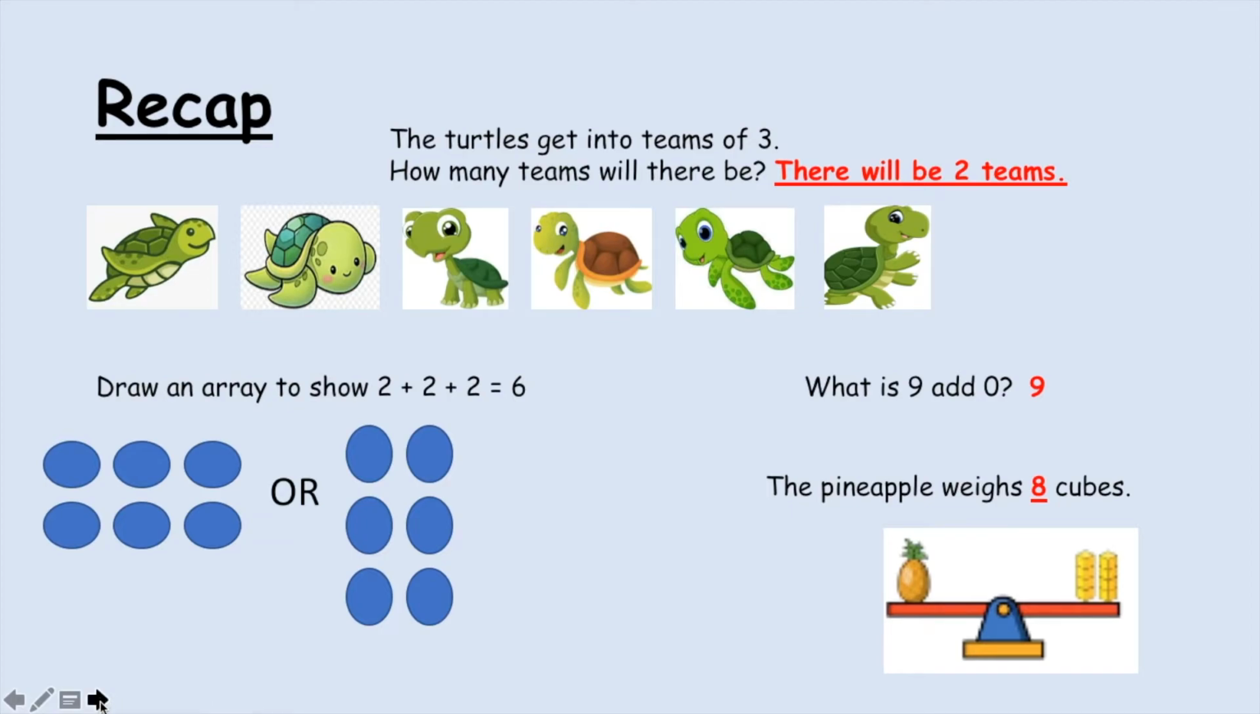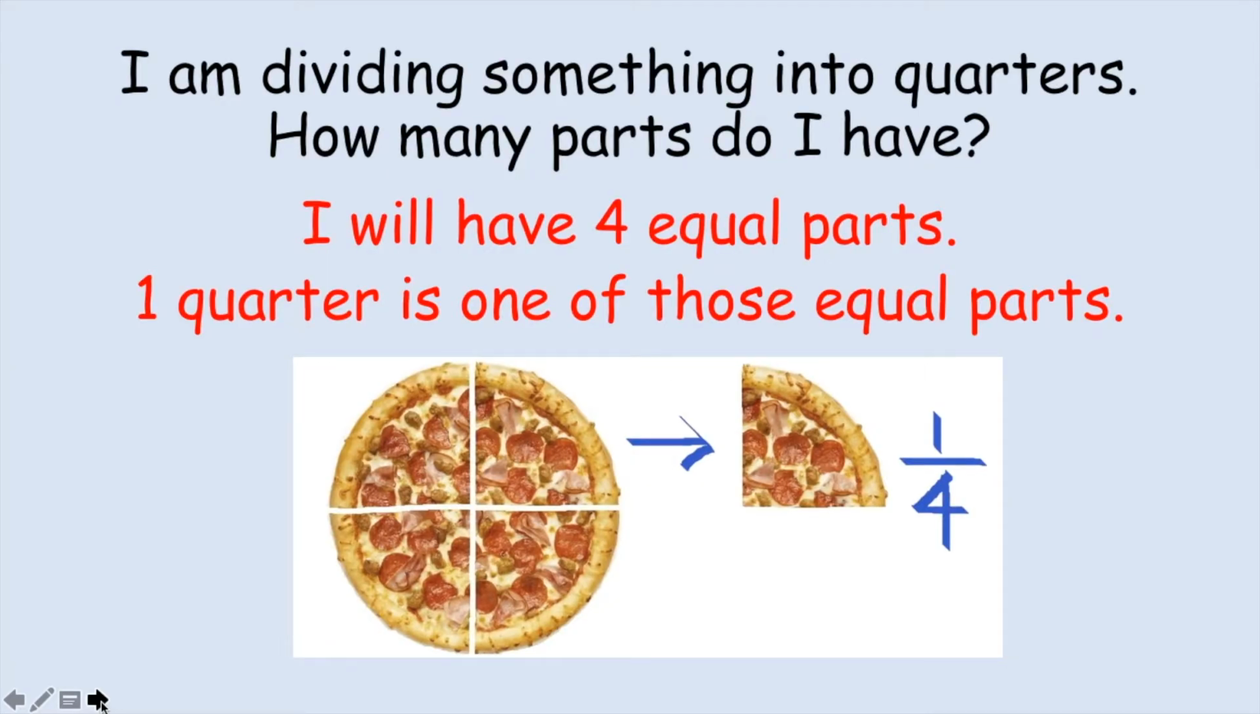It's really important that we keep remembering the learning that we did in the past so that we can remember it. I am dividing something into quarters. How many parts do I have? So remember, I will have 4 equal parts because when we are making something into quarters, we have 4 equal parts. So with halves, we have 2 equal parts, and with quarters, we have 4 equal parts. And when we are looking for 1 quarter, it is one of those equal parts. So here I have a pizza, and it has been cut into quarters, so I have 4 equal parts, and 1 quarter is one of those parts.